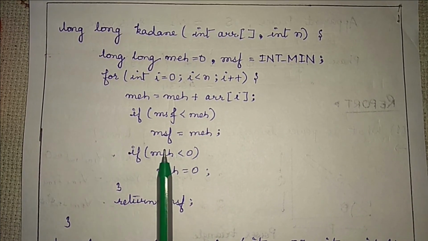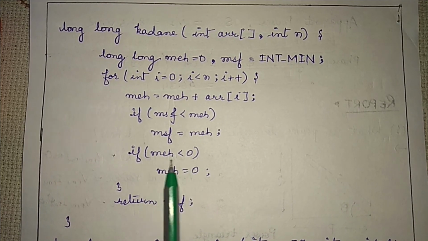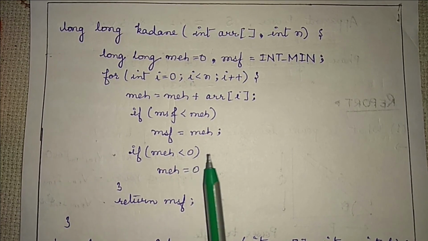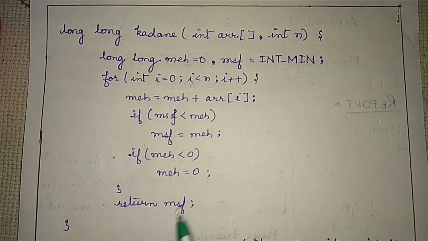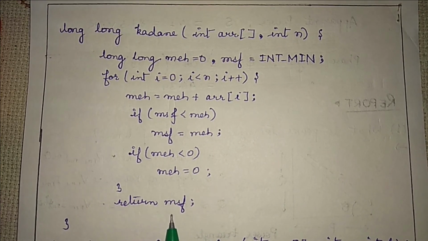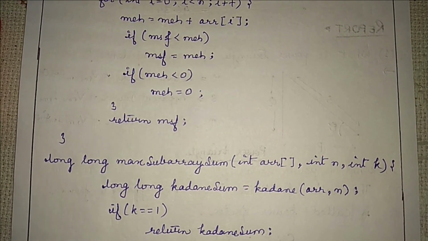I am just updating it, and also I am checking that if it is going to be less than 0, make it 0, because if the array has only negative elements, we won't take any element and the maximum sum will be 0. After that, we are returning the maximum sum so far. So this is our Kadane sum. I'll not go much deeper into it because we have already discussed it.